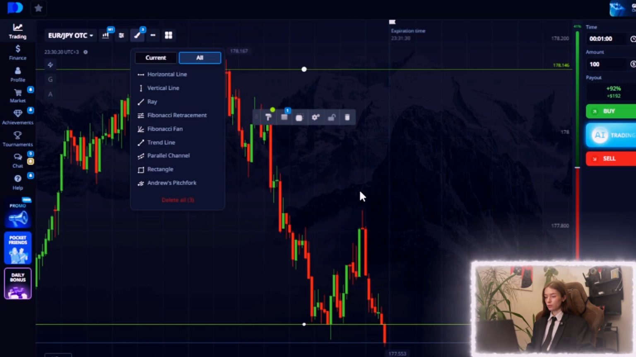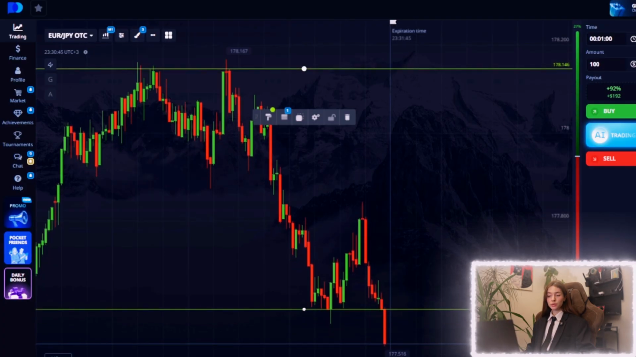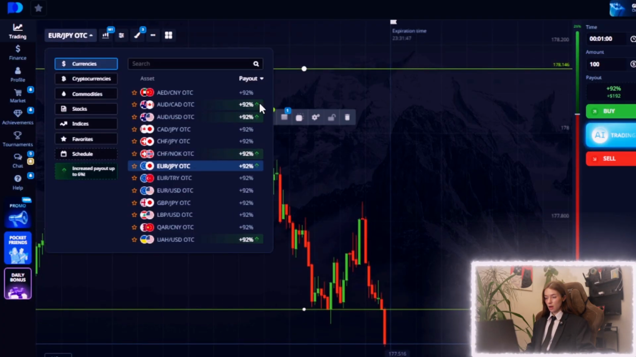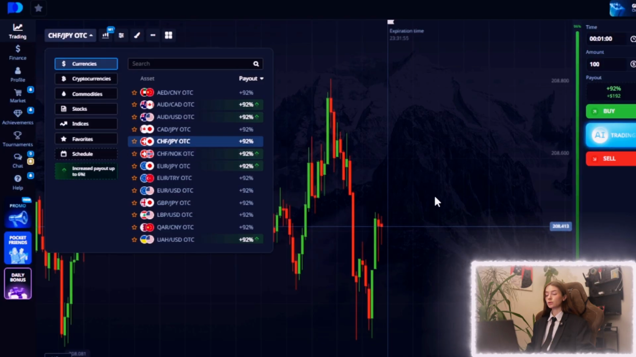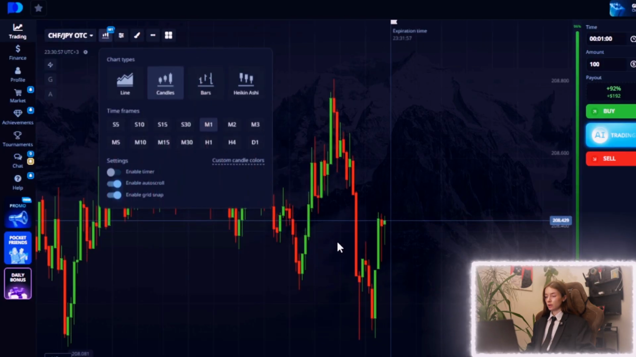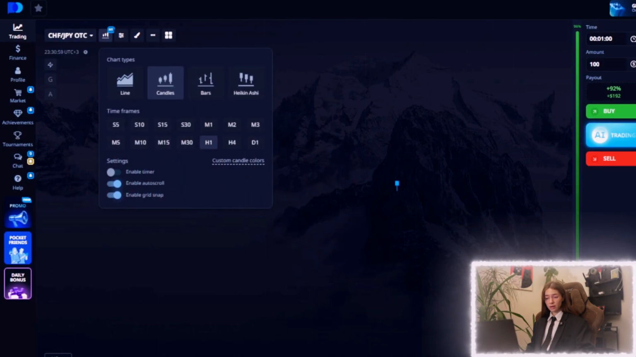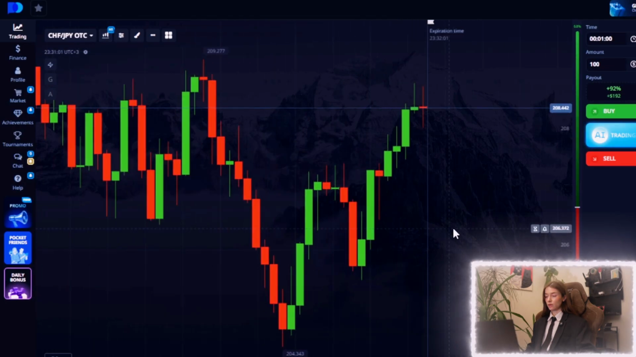Now I think we can move to opening our first order. Let's choose our currency pair. I suggest selecting the Swiss franc and Japanese yen. For now I'm taking a look at the chart. First we look at the hourly time frame to understand the broader trend.